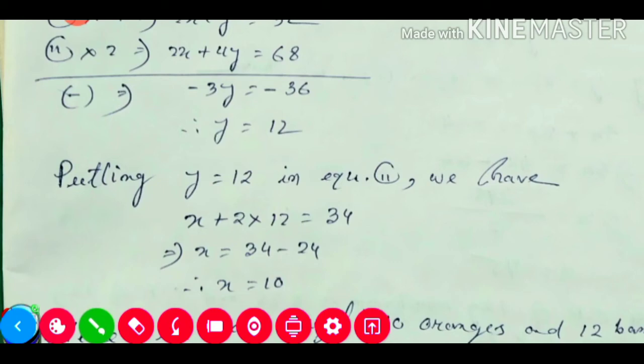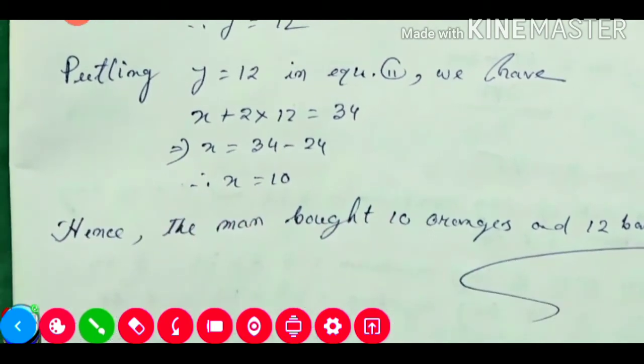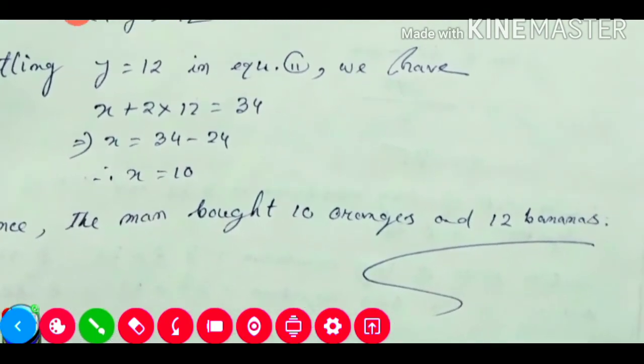That means how many oranges he bought? 10 oranges he bought. And how many bananas he bought? 12 bananas. Hence the man bought 10 oranges and 12 bananas.